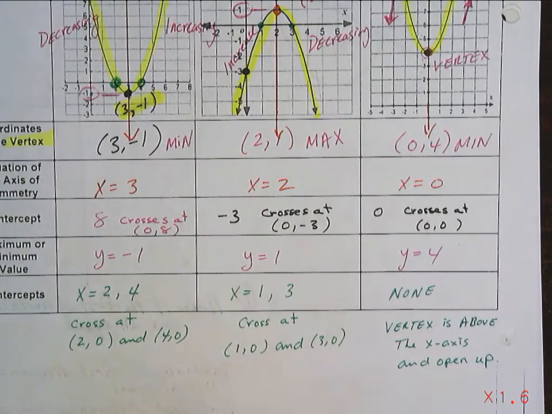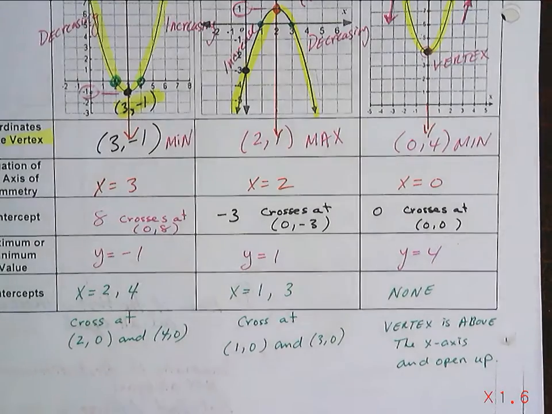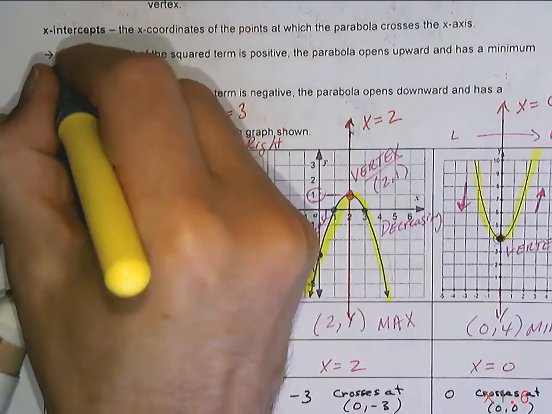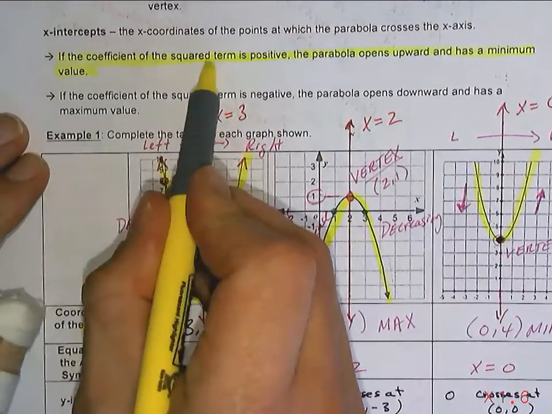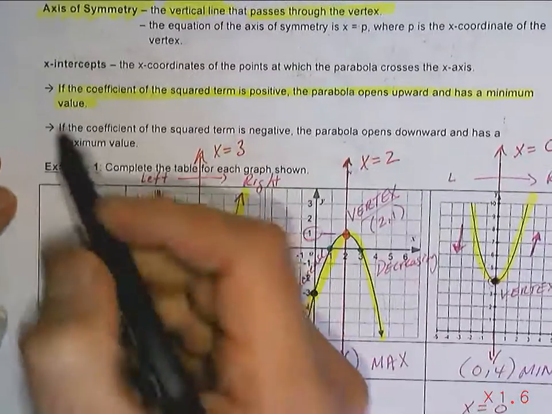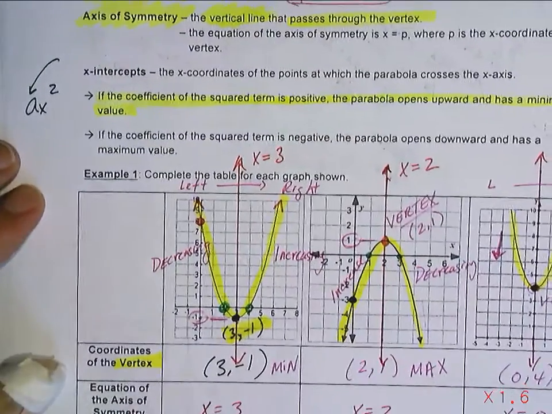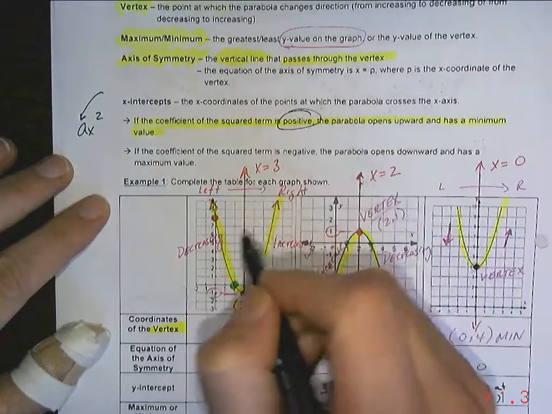So the last thing I really want to draw your attention to, on this sheet anyway, is how do we know when it opens up or down? Because that seems important, doesn't it? If some of the parabolas open up and some of the parabolas open down, how do we know? Well, the answer's right here. If the number in front of the square term is positive, the square term is this, ax squared, we're talking about the a value. So if the a value is positive, it opens up.